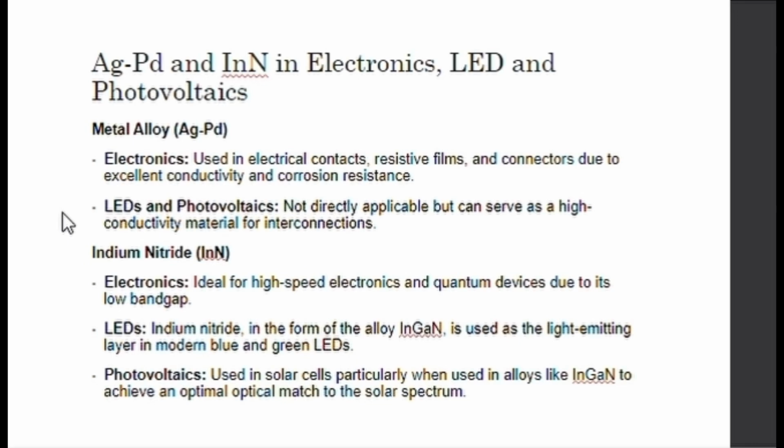Indium nitride for electronics is very ideal for very high speed photonics and quantum devices due to its low band gap. LEDs also use indium nitride in the form of an alloy, right here, and it is used for the light emitting layer in modern blue and green LEDs. Photovoltaics are used in solar cells, particularly when used in alloys like this one, to achieve optimal optical match to the solar spectrum.